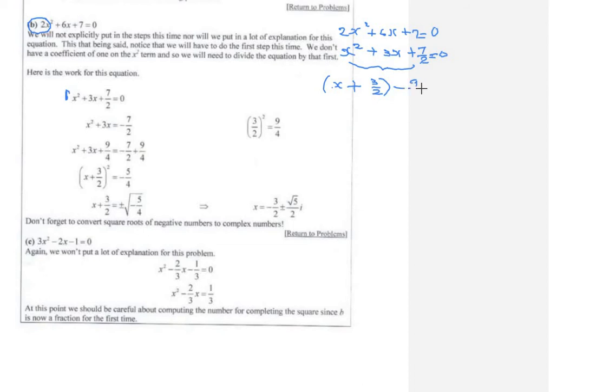That we now know. We must always minus that square. So it's going to be 9 over 4, because 3 squared is 9, 2 squared is 4. And then of course we have this plus 7 over 2. Okay, and then now we move those two to the other side. We get negative 7 over 2 and plus 9 over 4, which is going to give me minus 5 over 4.